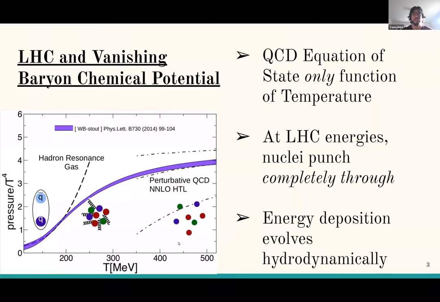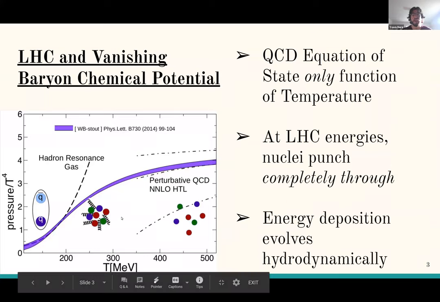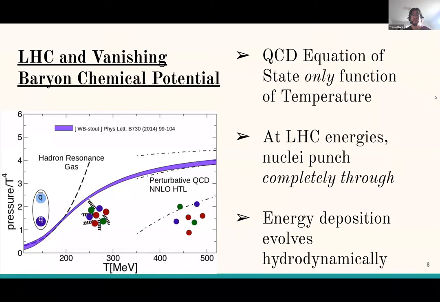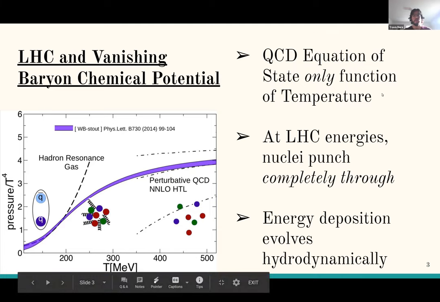However, it is important to understand the physics of what's going on here before we can start to untangle the effects of criticality, right? So the idea is that if we understand things at vanishing baryon chemical potential fully, then we could start to understand things at large values of chemical potential. And as I said, the energy deposition evolves hydrodynamically. A lot of this talk is focused on that aspect, right?